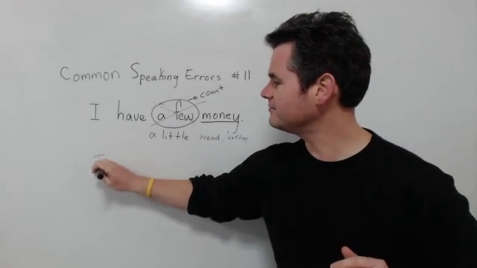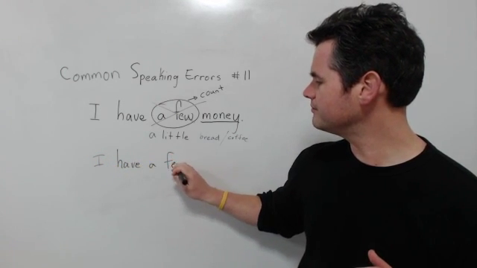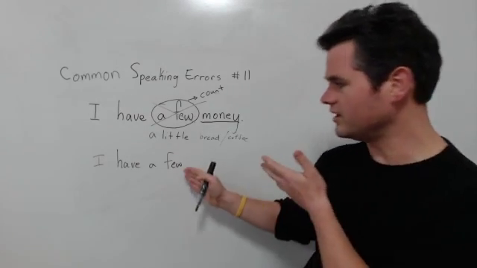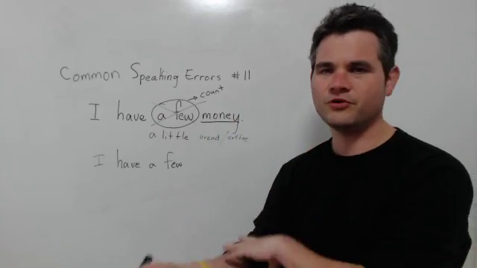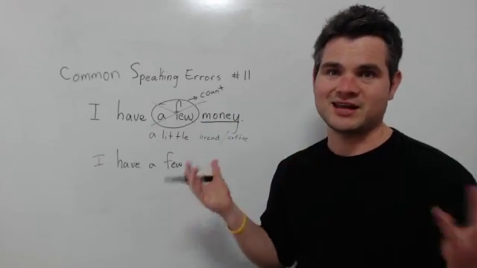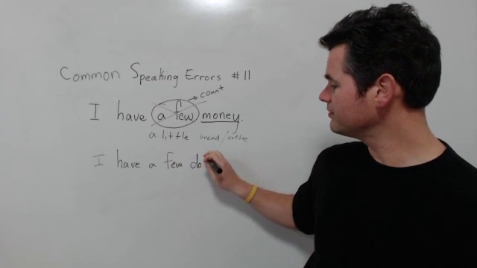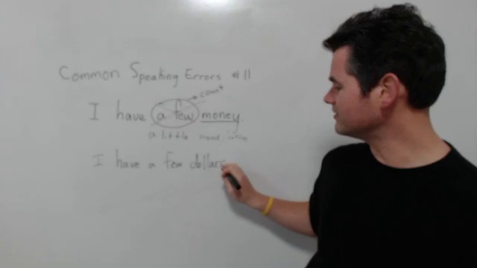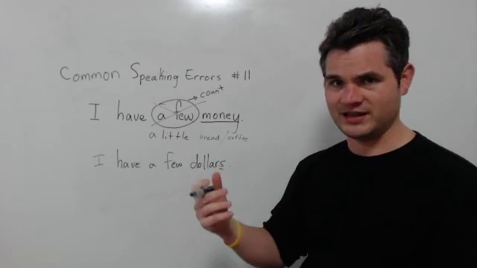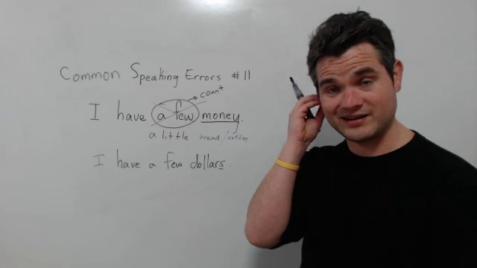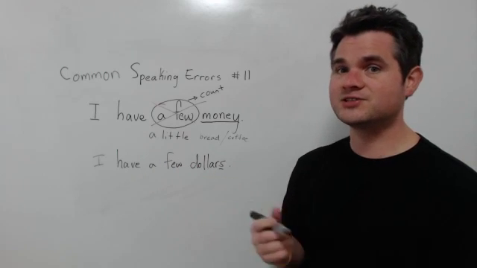Let's say I have a few. If we use I have a few, we know we want to put a countable noun here. So let's use the countable form of money. In my case, it would be American dollars. So I can say I have a few dollars. And you remember that countable nouns can have S put at the end. Again, these are nouns that we can count. So yes, you would say I have a few dollars.